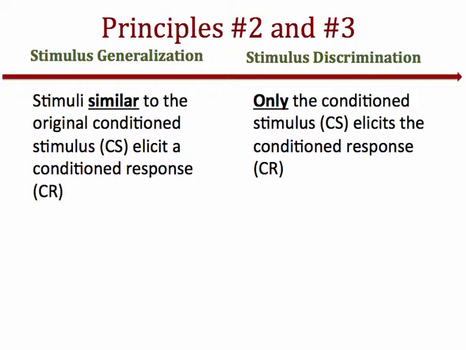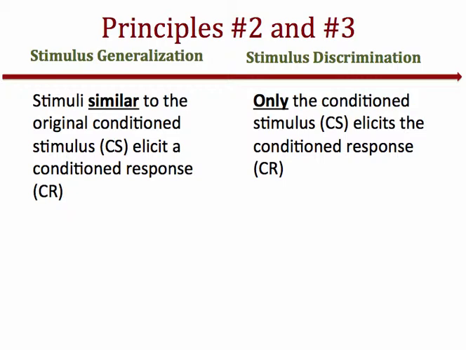Okay, another example might be you get stung by a bee and you become fearful of all insects that have yellow and black stripes, regardless of whether they're actually capable of stinging you. That's stimulus generalization. Stimulus discrimination, on the other hand, is when only the conditioned stimulus elicits the conditioned response.